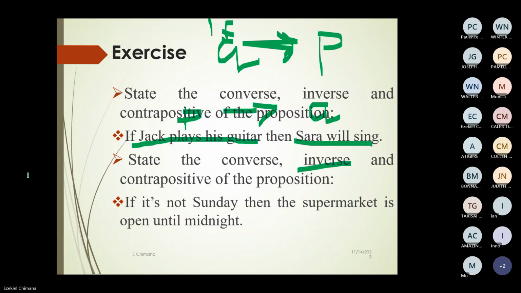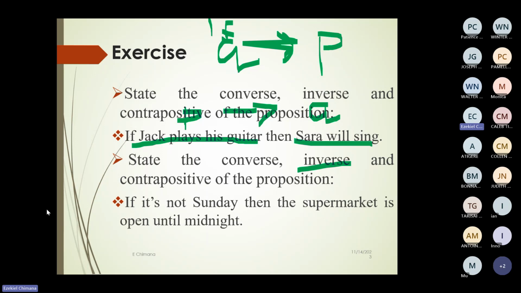If Jake plays his guitar, then Sarah will sing. So what will be the answer there? Let me try. If Jack will not play his guitar, then Sarah will not sing. Okay, it's correct. If Jack doesn't play his guitar, then Sarah won't sing.